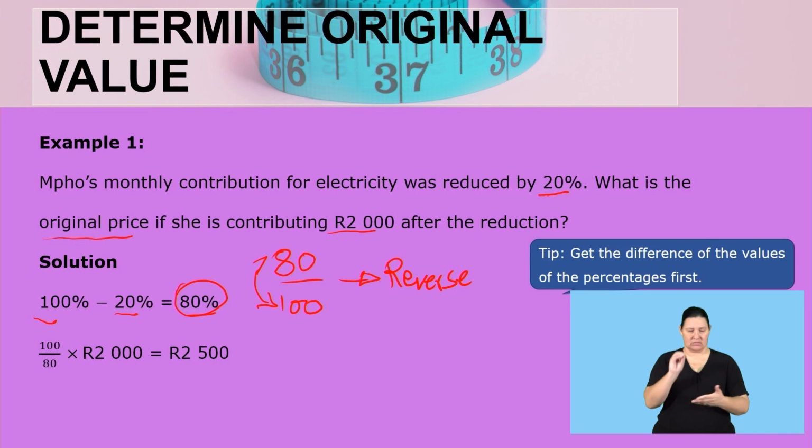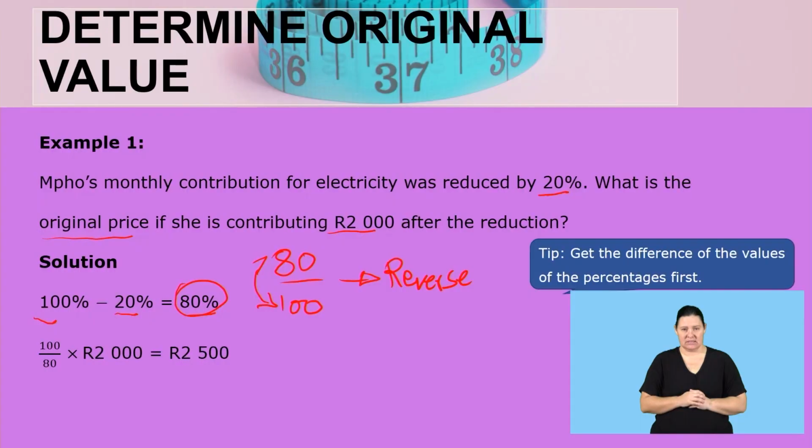We can press the calculator together. We have 100 divided by 80 multiplied by 2,000. So the answer is 2,500 rand. The implication is that before the price was reduced, the original price was 2,500 rand. Let us move to the next example.